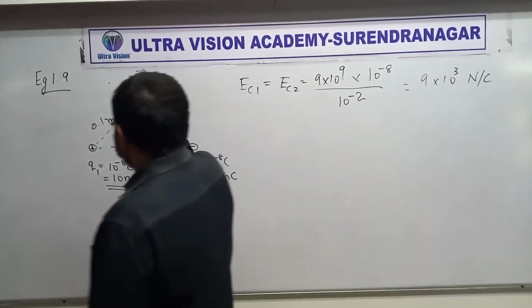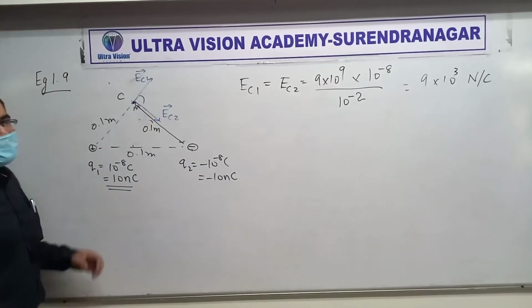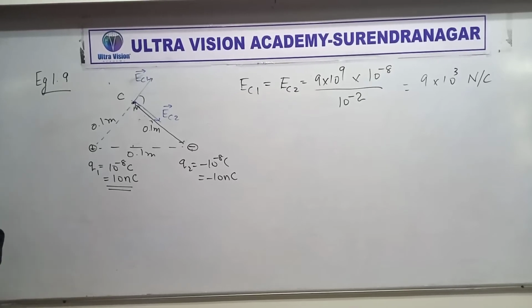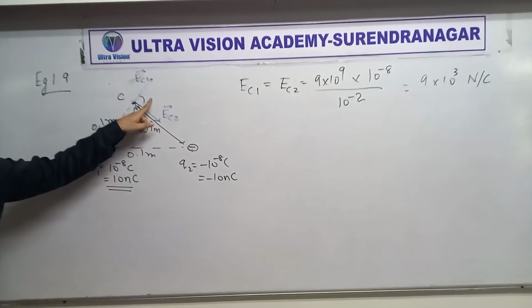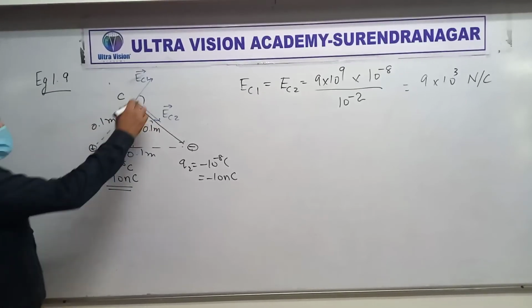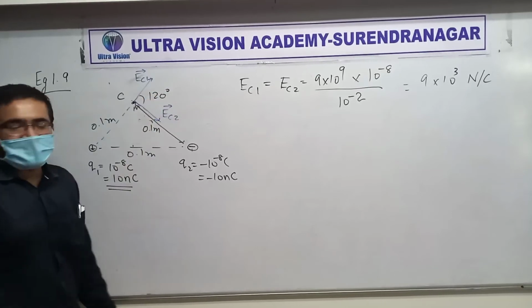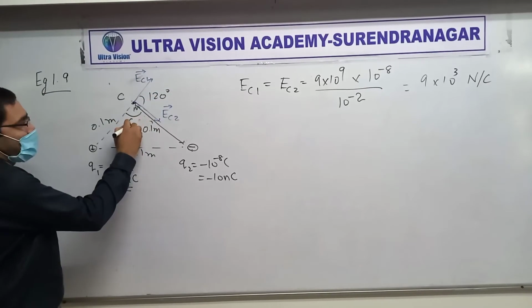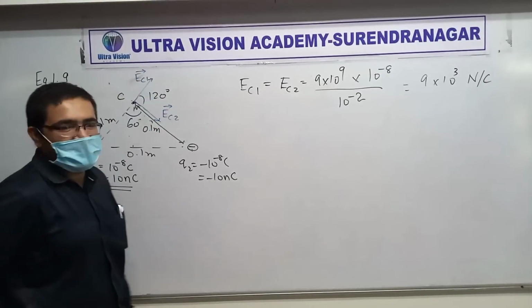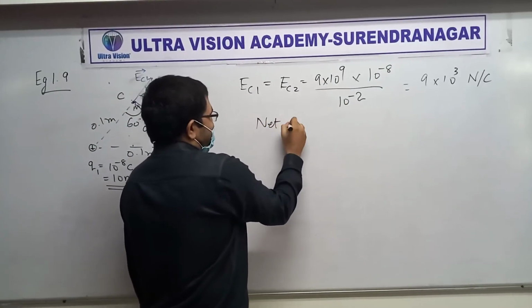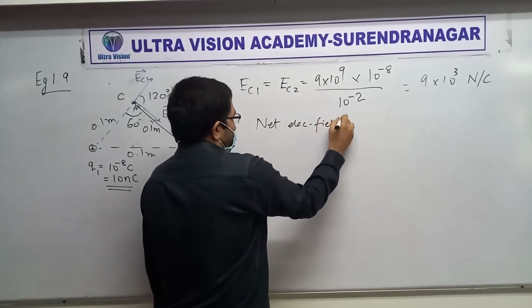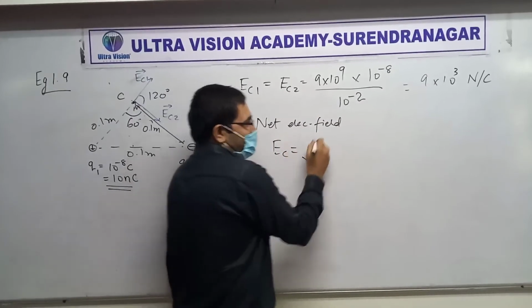Now, what's the angle between them? 120. What's the angle between them? This angle is 60, and this is 120. Okay or not? Yes. Alright? Because it's an equilateral triangle, this is 60, so that has to be 120. Clear? Yes. Okay, so you can now write net electric field EC equal to, what's the formula?